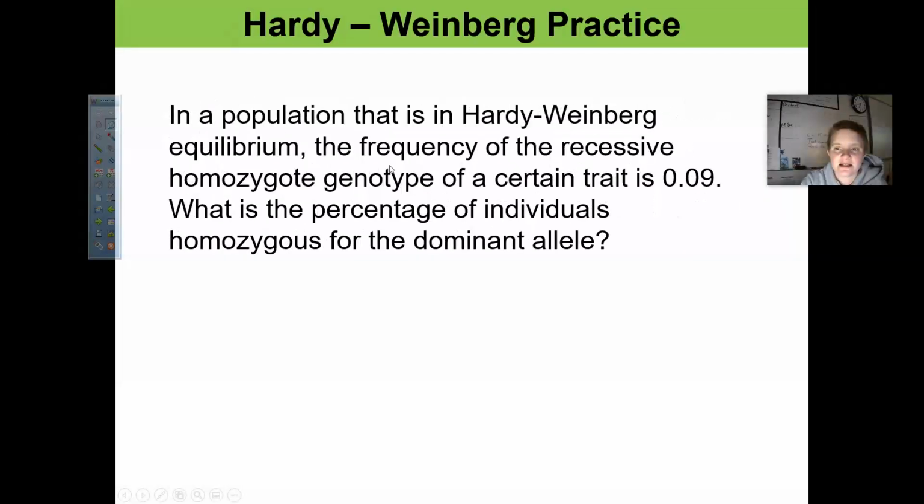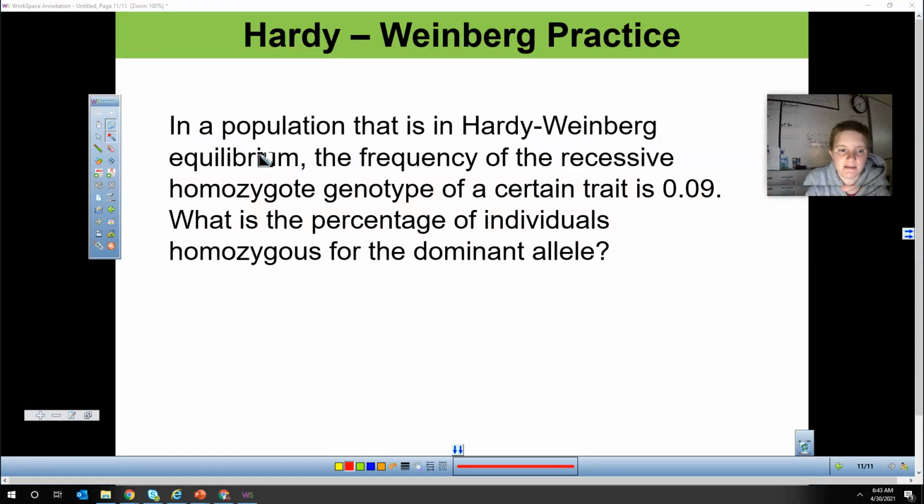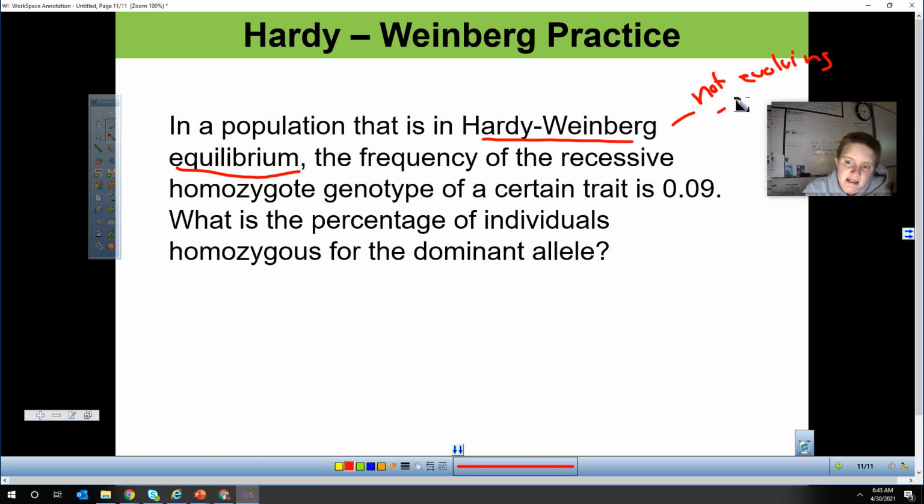So let's do a few practice problems. In a population that is in Hardy-Weinberg equilibrium, so that's going to come up. If it says Hardy-Weinberg equilibrium, that means it's not evolving, okay? And if it's not evolving, that means that the frequencies are going to stay the same. That means they're not going to change. So let's look at this. The frequency of the homozygous recessive genotype of a certain trait is 0.09. So that's q squared is 0.09.